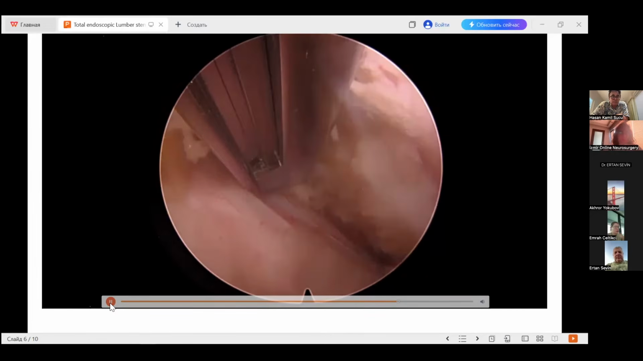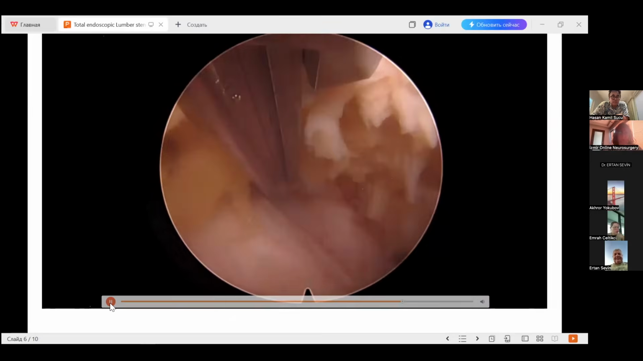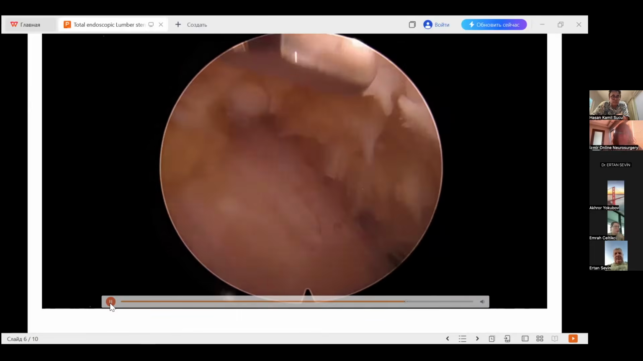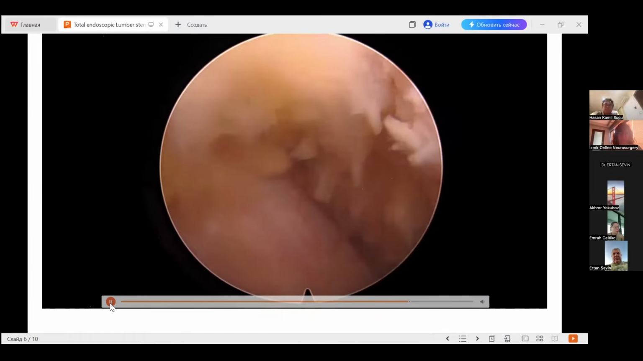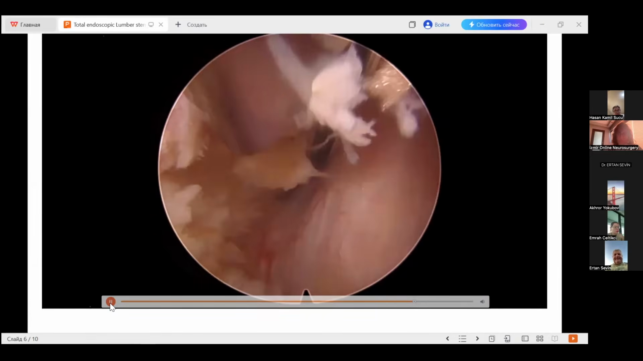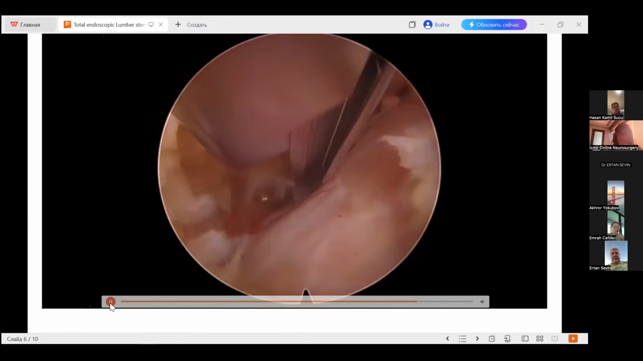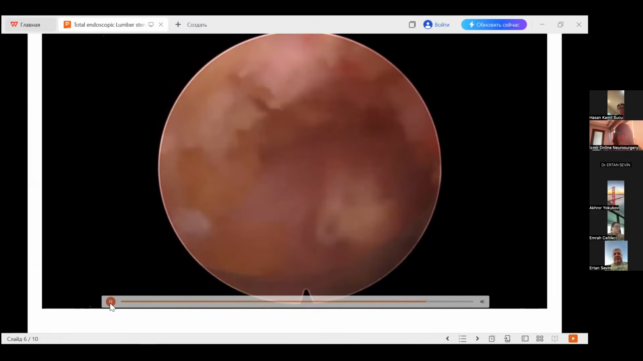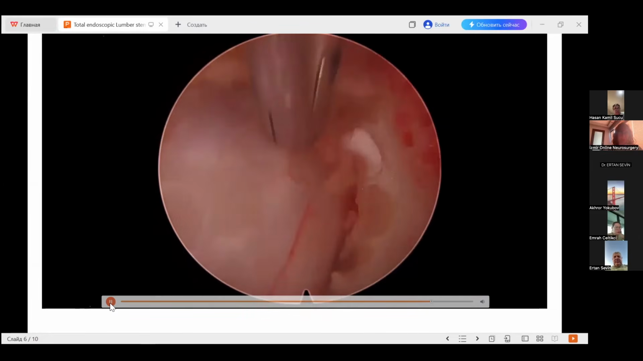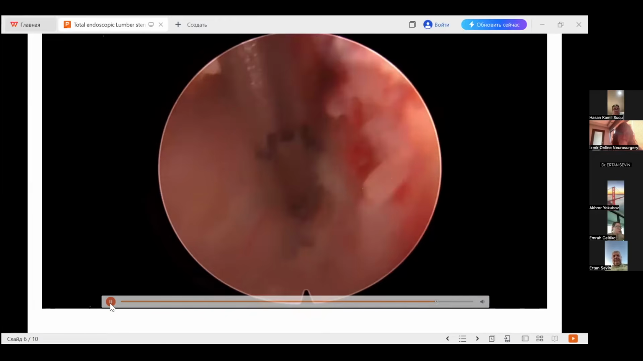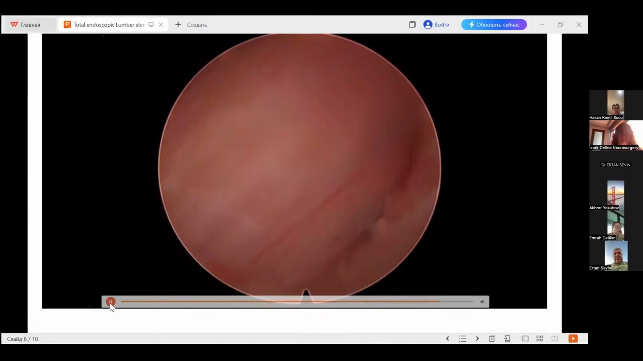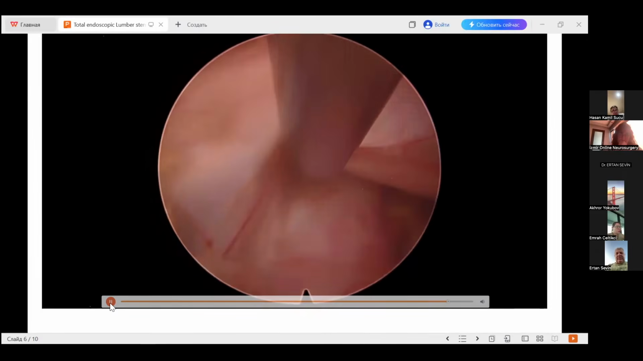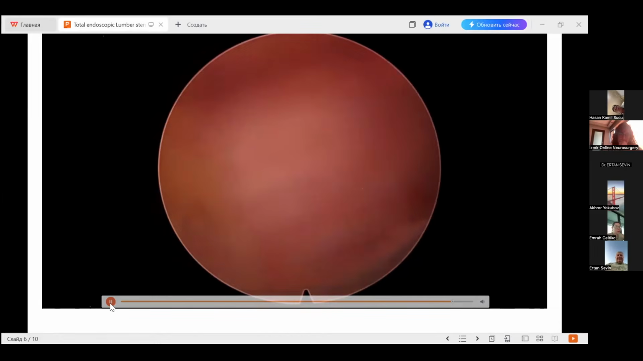Okay, now on the contralateral side I am removing a little part, the cranial part, and I make sure the lateral recess should be free. See, I'm not touching the facet, I'm just removing the hypertrophy part, the hypertrophy part of the ligamentum flavum. Now I'm checking with the dissector. This lateral recess is totally free. No compression is here.